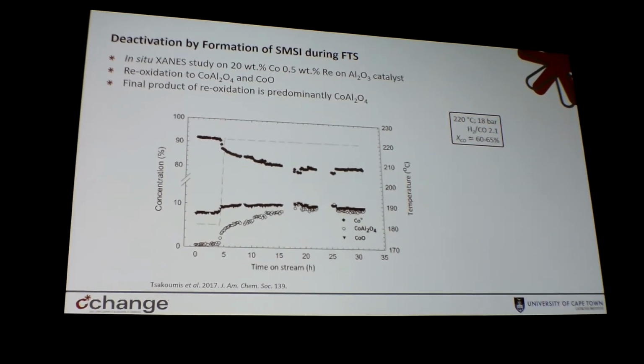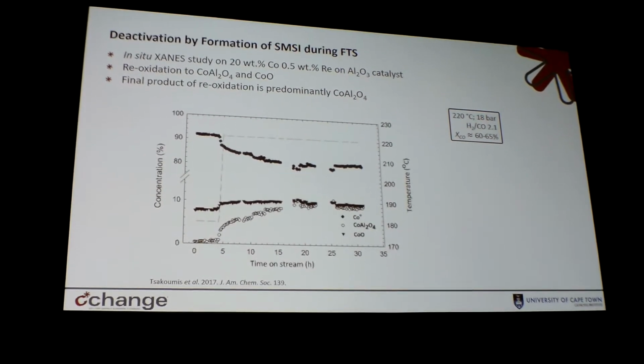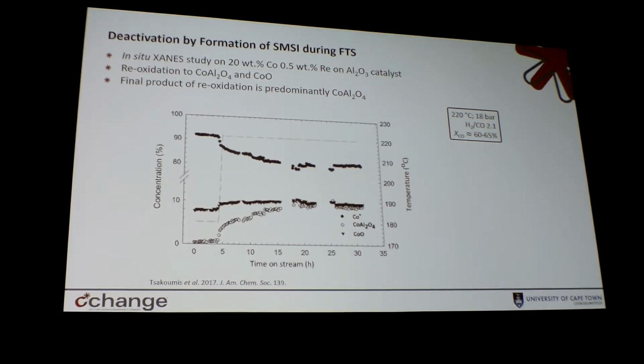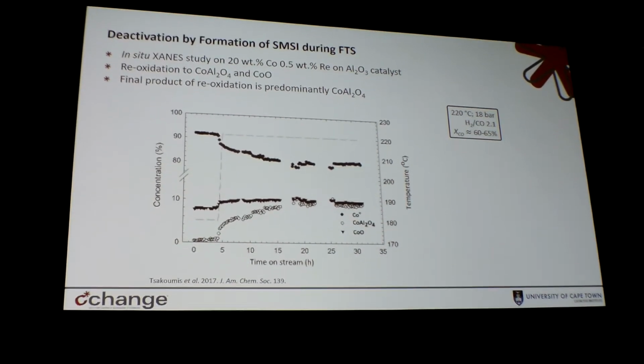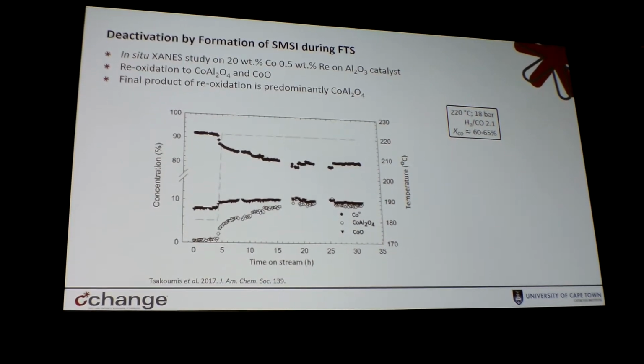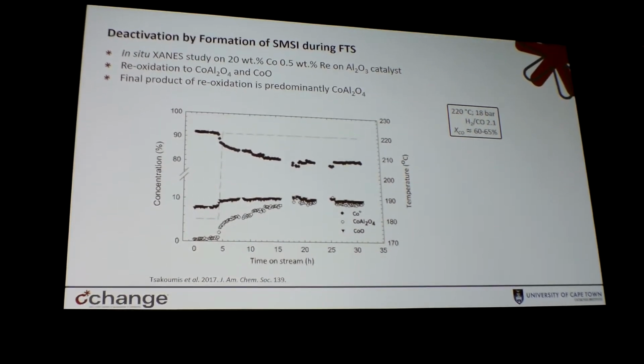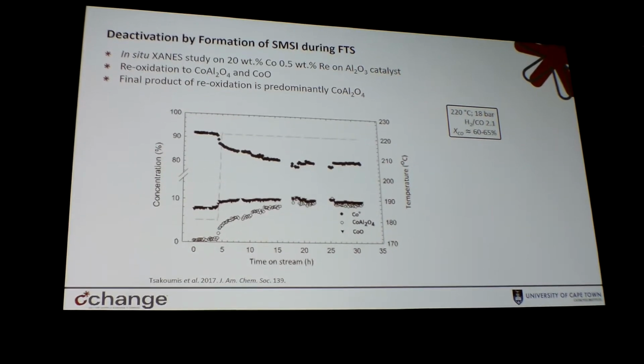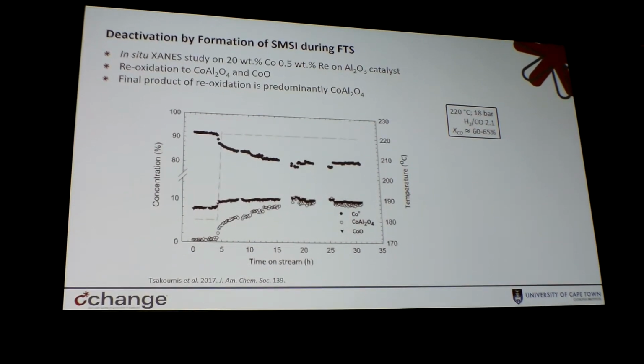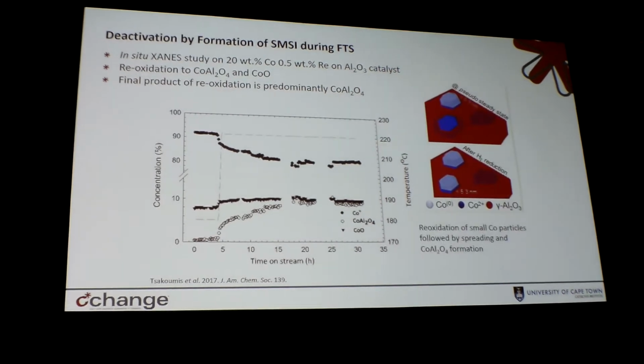Some words about strong metal support interactions, and I believe there's going to be more in a talk later on from the Trondheim group here. This is in situ XANES work with rhenium-modified cobalt alumina catalysts, where you can see not only oxidation to cobalt oxide, but also the formation of cobalt aluminate, very nicely shown in this work here.